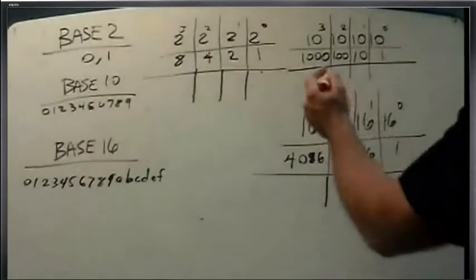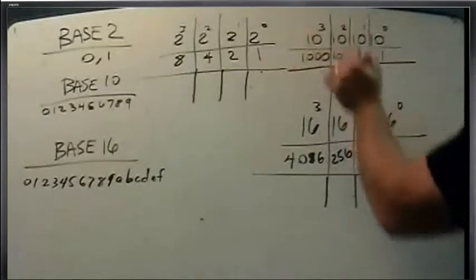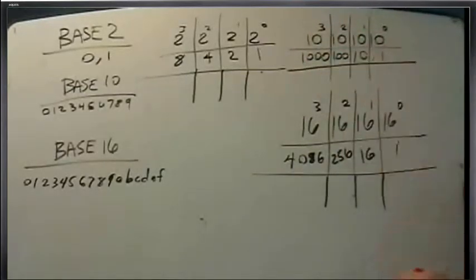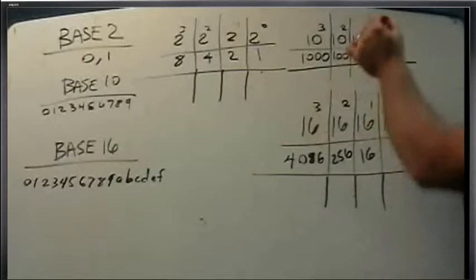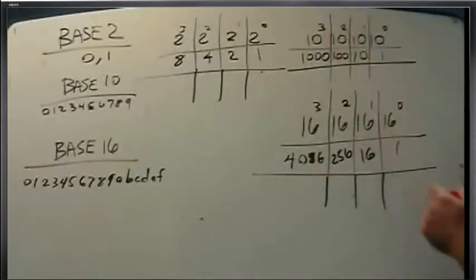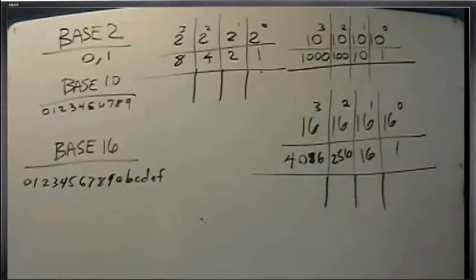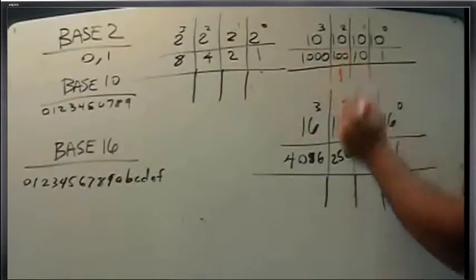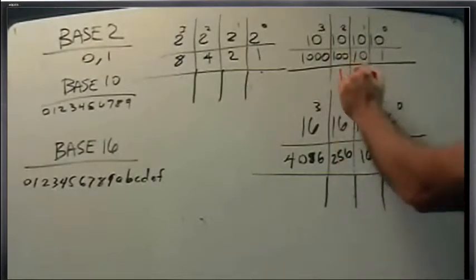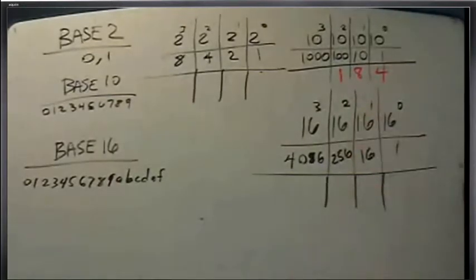So up here I've got 10 to the 0, 10 to the 1, 10 to the 2, 10 to the 3, and these are the place values for the base 10 decimal system, right? 10 to the 0 is the ones place, 10 to the 1 is the tens place, 10 to the 2 is the hundreds place, and 10 to the third power is the thousands place. So if I wanted to write a number like 184, I'd need 1 hundred, I'd need 8 tens, and I'd need 4 ones, and I'd have the number 184.